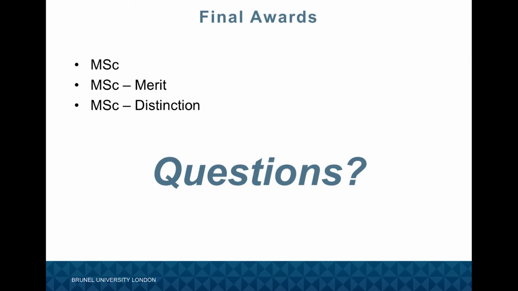Now the final award depends on your performance. You can either get a standard master's, or an MSc with merit, or an MSc with distinction. It all depends on your performance. If you got all A's and B's, you will get MSc with distinction.